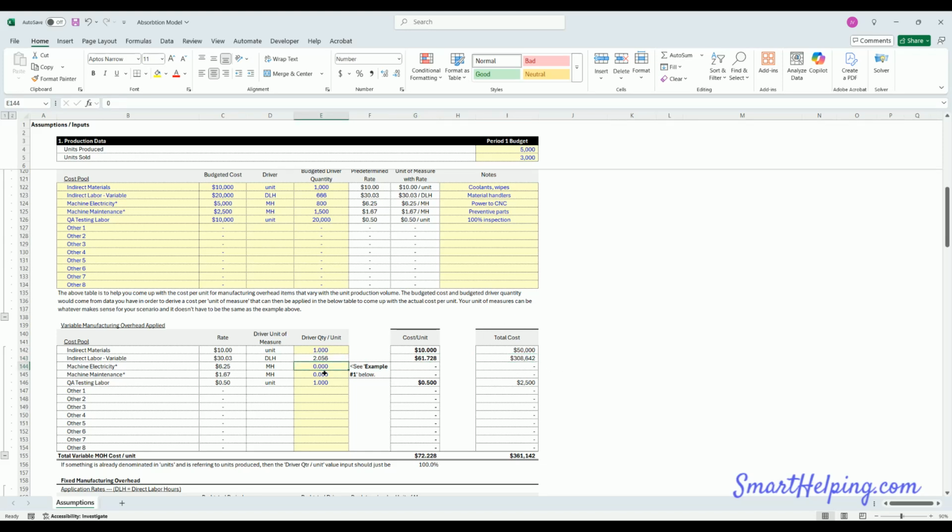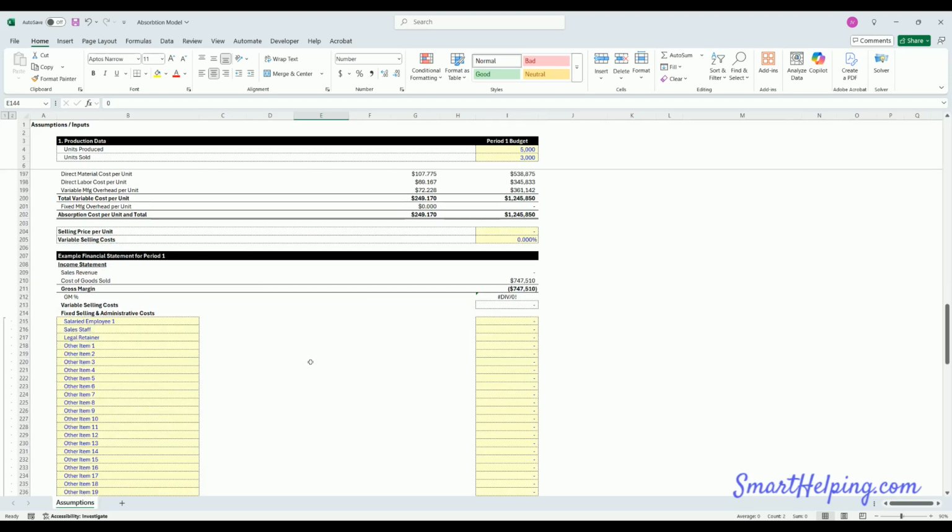Now the 2 machining, these ones are pretty easy. It makes a lot of sense. So what we want to do is allocate the cost of electricity and maintenance unit by unit. So what do we put here for the driver? Well, we know here we're saying machine electricity is $6.25 per machine hour and $1.67 per machine hour for maintenance. But how many machine hours go into 1 unit? Well, there's a simple calculation down here at the bottom.